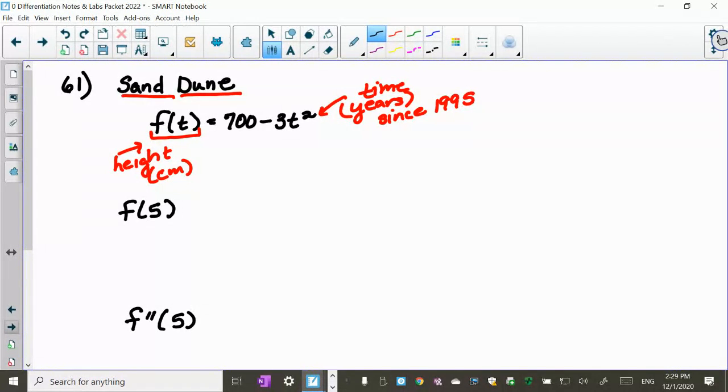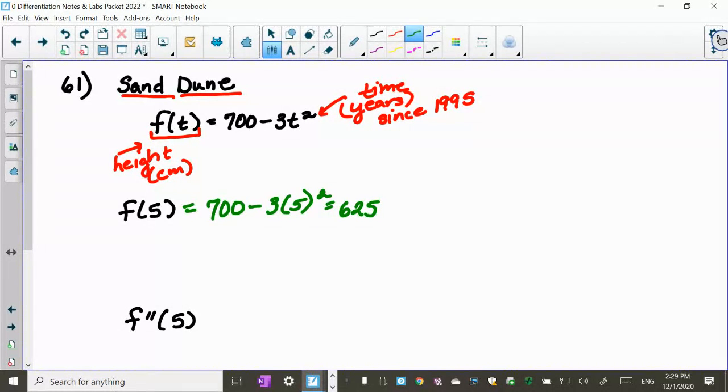So I wrote the function down and I labeled it thoroughly like I told you. This is my height in centimeters, and this is my time in years since 1995. That's what t stands for. Now, if I do f of 5, if I throw a 5 right in here, I've got 700 minus 3 times 5 squared. When I do that, I get a beautiful number of 625.